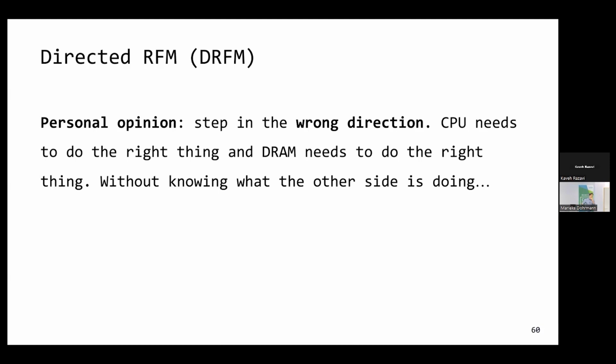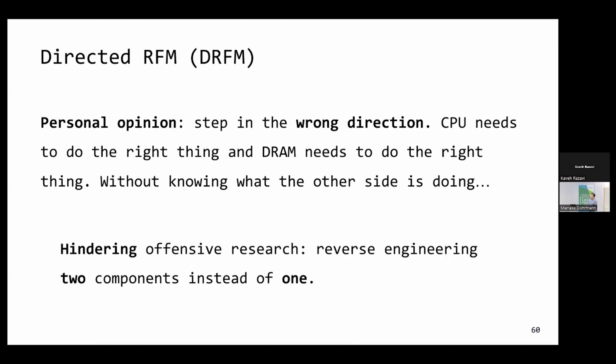So I think this is like a recipe for disaster. But this is not part of the standard, right? So we'll see what happens. And maybe even worse, it hinders offensive research that we usually do. Before, reverse engineering one piece of hardware would already take us 1-2 years. Now we have to reverse engineer 2 pieces of hardware, both the CPU and the DRAM, which means this is starting to become too difficult for one PhD student to do, right?